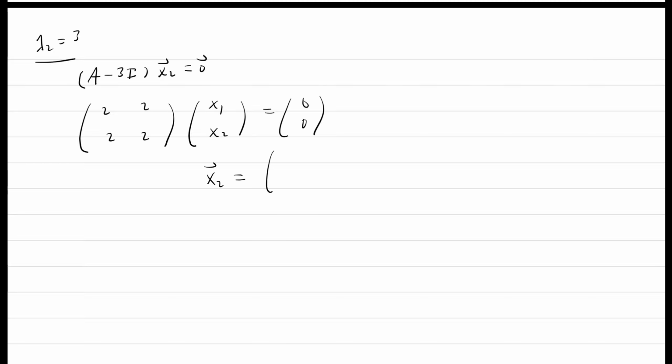We can see that the vector 1, -1, or any multiple of that, of course, is going to work, right? Because the way eigenvectors work, if we have one that's an eigenvector, every multiple of that vector is also valid because it remains along the same direction. Okay, so here we have our second eigenvector, which is 1, -1, again, or any multiple of that.